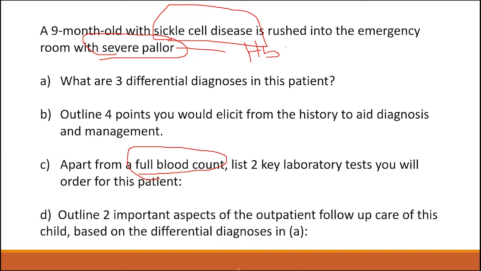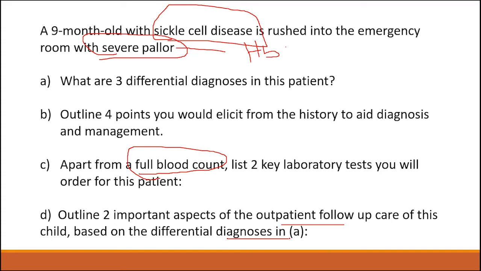Now, outline 2 important aspects of the outpatient follow-up care of this child based on the differential diagnosis in A. You see, everything is connected to the A. So what will be your follow-up precaution or your follow-up thing that you're going to do? So one, this person is 9 months old, so you must ensure that vaccinations are up to date.